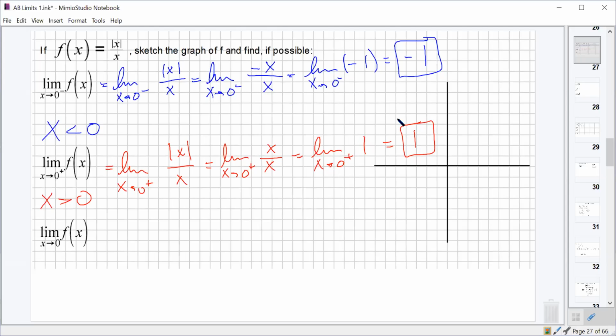And now based on our definitions from before, if the limit from the left and the limit from the right are not equal to each other, the two-sided limit does not exist. Everybody good with that?